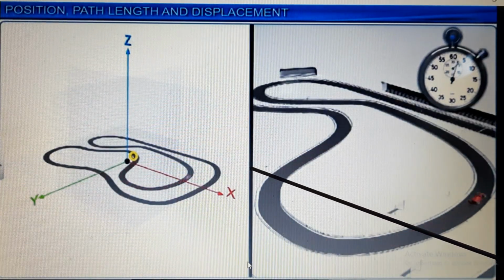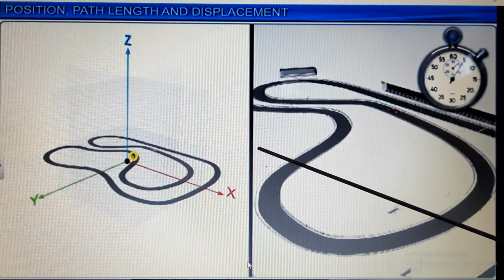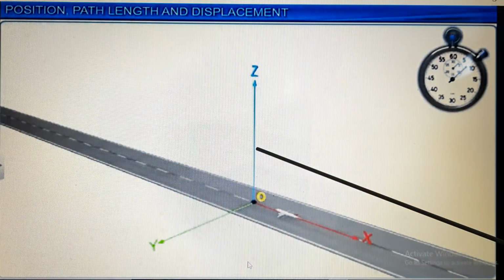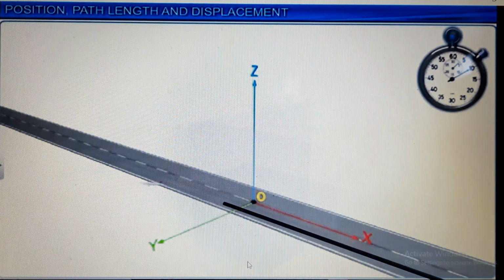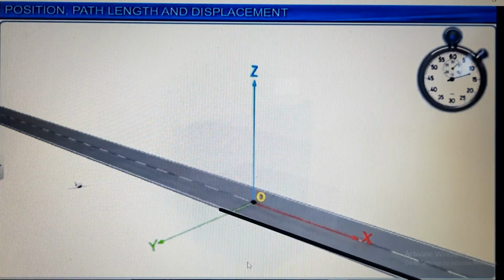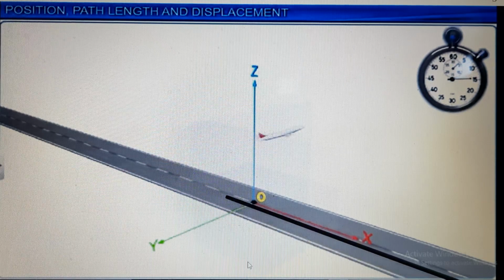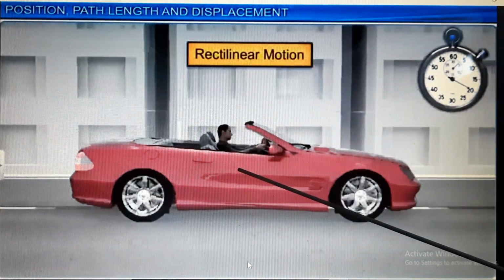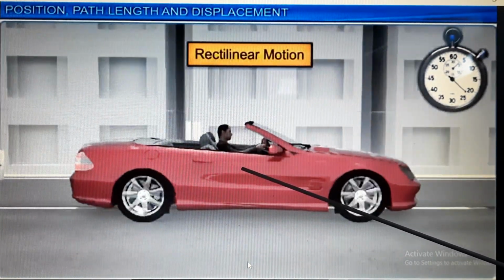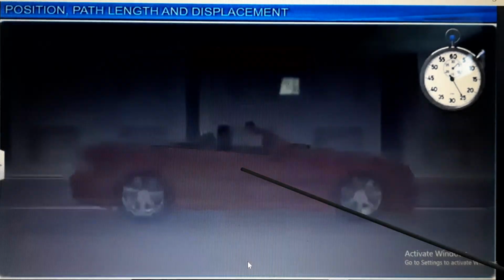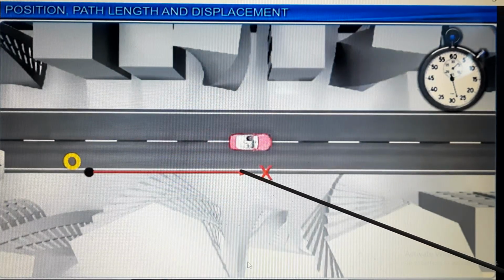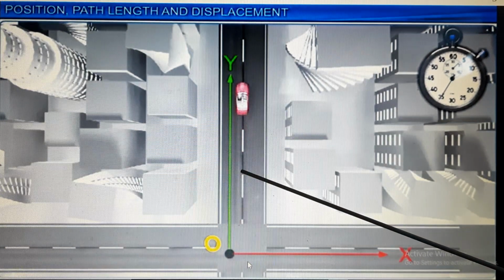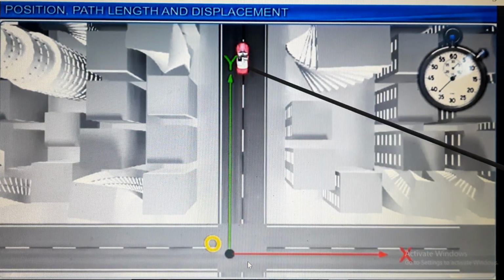Look here, it is moving in the x and y plane. Here the plane is moved in three directions, means three dimensions. But this car is in rectilinear motion, means it moves only in a straight path. So this type of motion is rectilinear motion. At that time it is moving in the y direction.